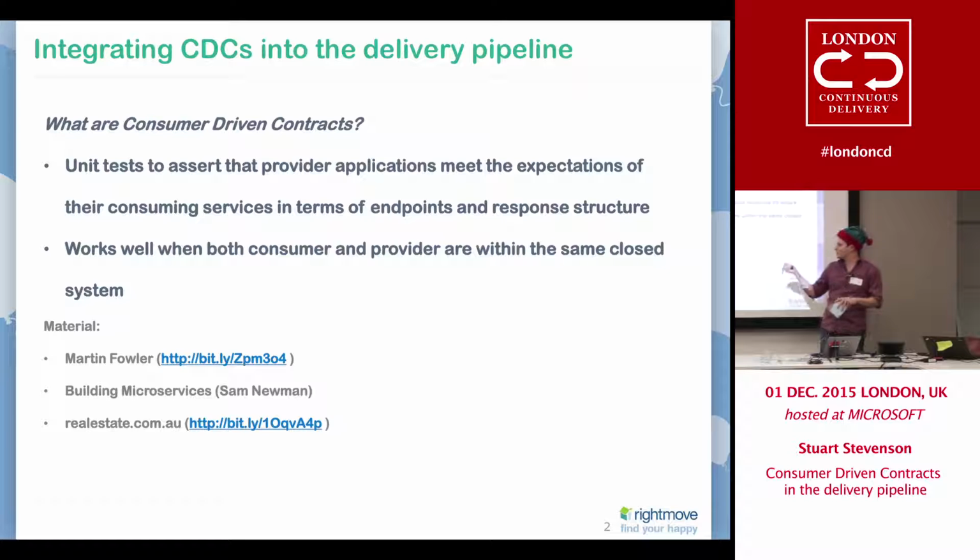Some material we used: Martin Fowler's webpage has a great article on consumer-driven contracts. Sam Newman's Building Microservices book covers that in the testing section. And our Australian counterparts, realestate.com.au, have been doing microservices since 2009. They've been moving over, and they've open sourced a whole framework called Pact. There's a load of tooling around that, and some great articles on their GitHub page about the developer interactions and the communication side of things that are involved as well.